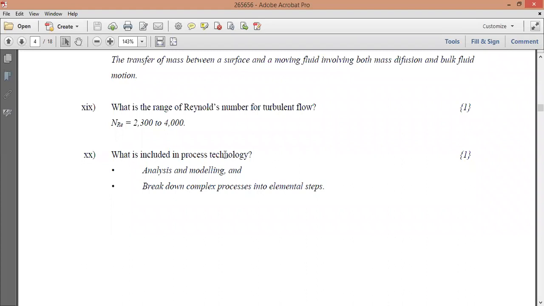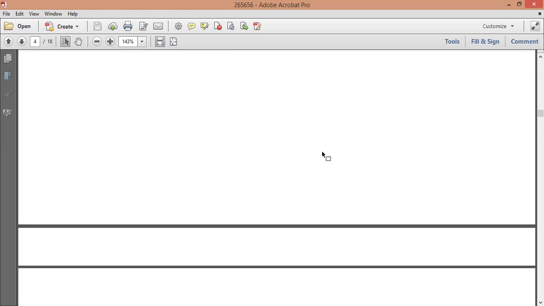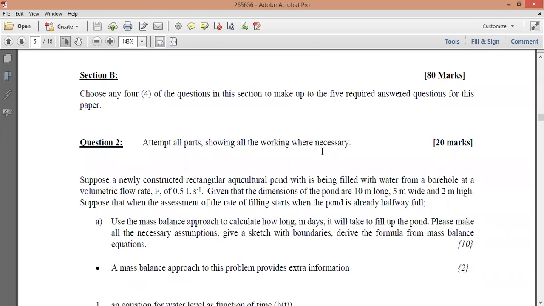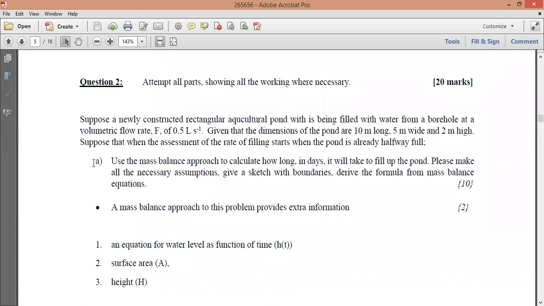What is included in process technology? Analysis and modeling, we looked at this, isn't it? And breakdown of complex processes into elemental steps. Then a question on mass balance comes in. There's a question here. We'll look at this question also.